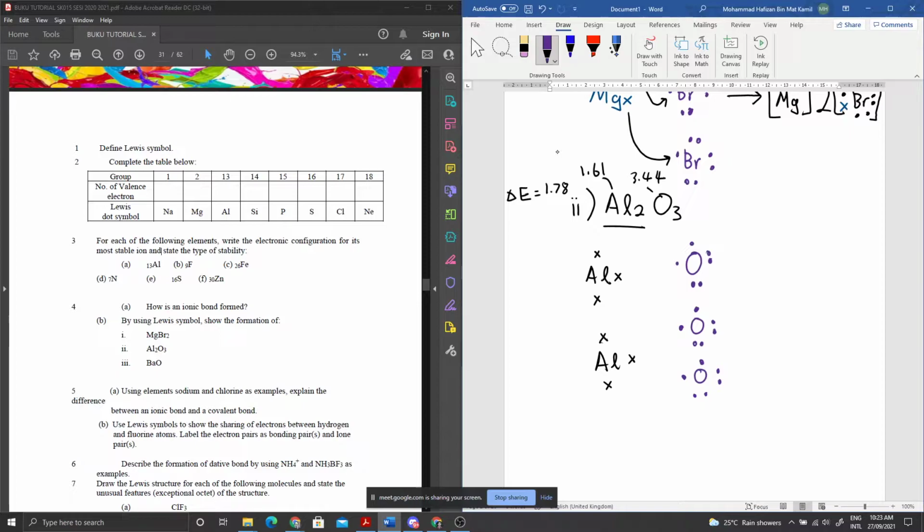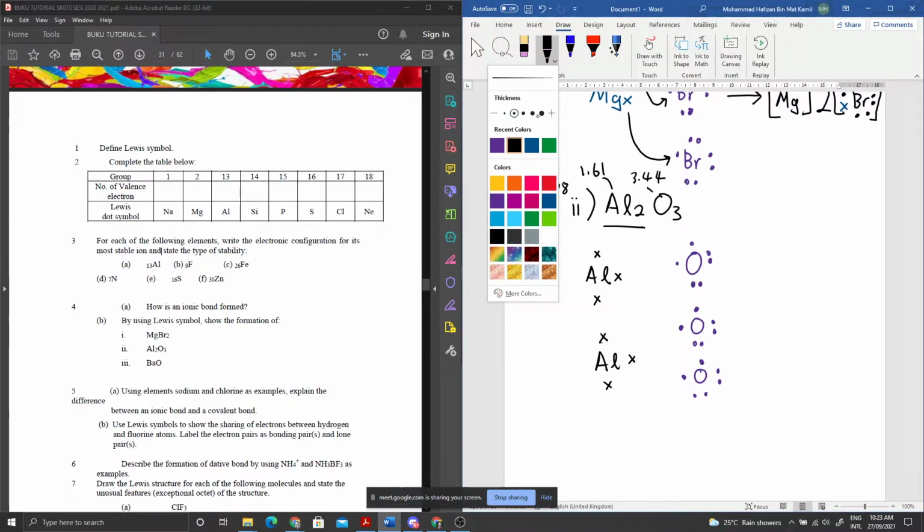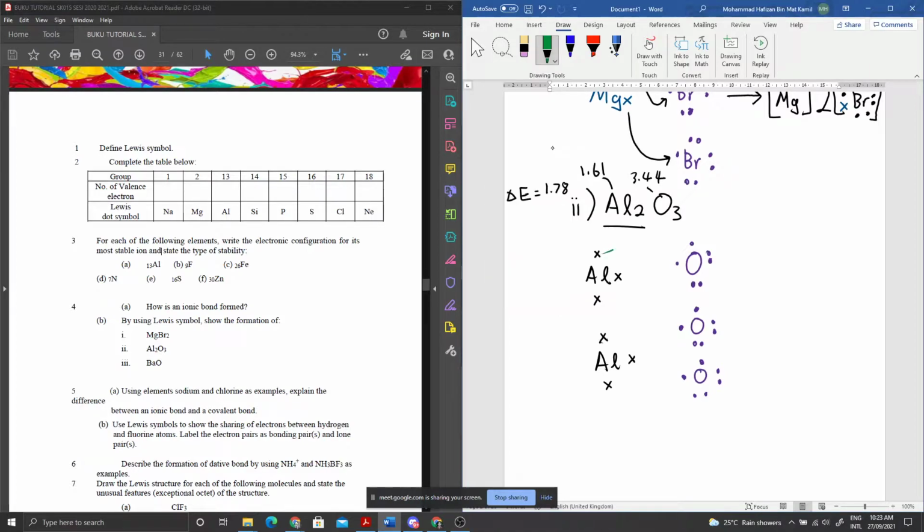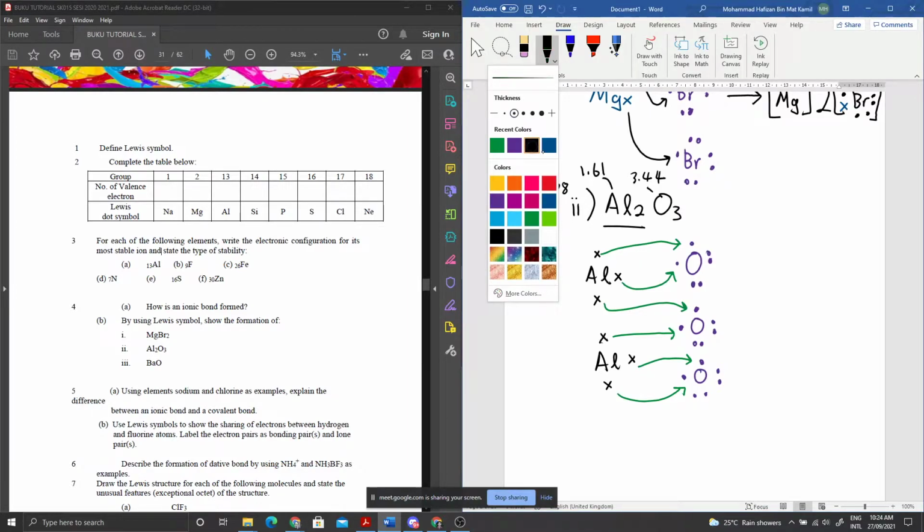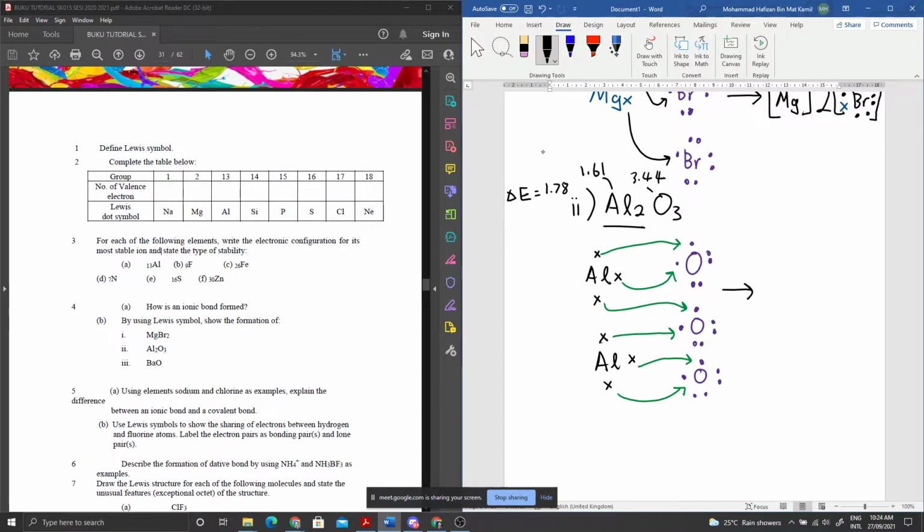So how does aluminium actually donate its electrons, when it doesn't really make sense if we look at it? The way it donates, let's use green, is the 2 electrons from the same aluminium donate to 1 oxygen, while like this, this one will also donate to 1, while for the third oxygen, which we usually draw in the middle, it will share electrons from 2 different aluminium, the aluminium on top and the aluminium at the bottom, thus forming an ionic-ish bond.